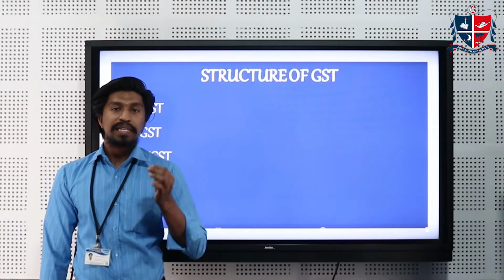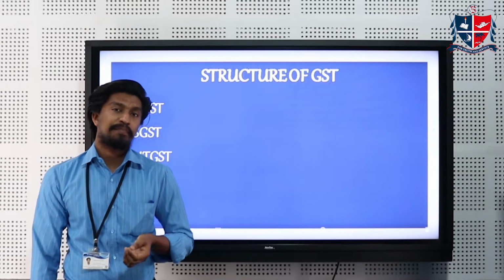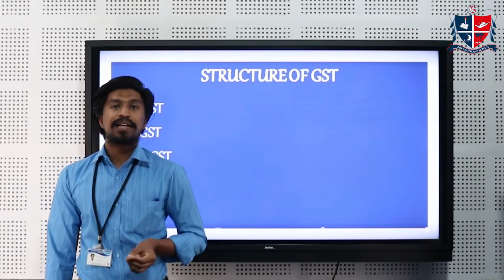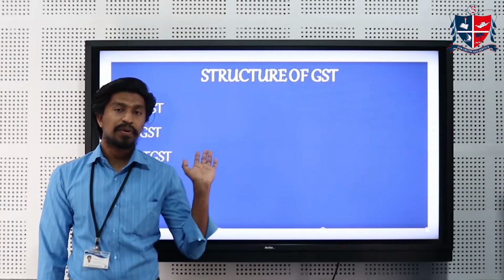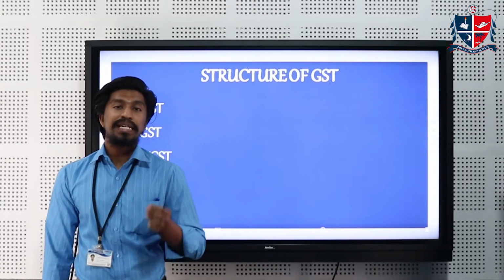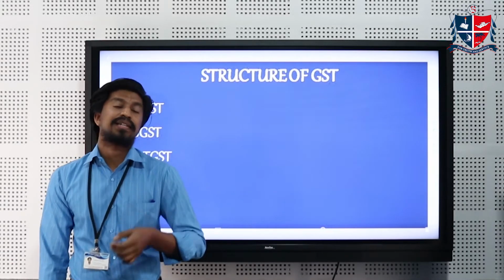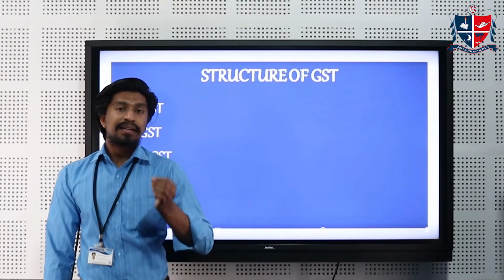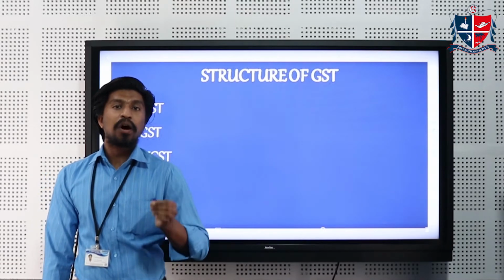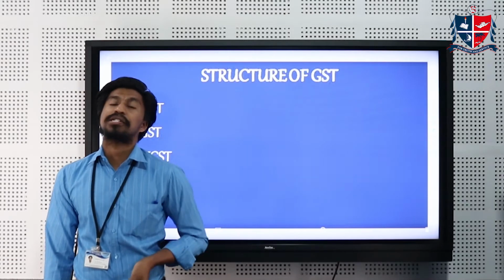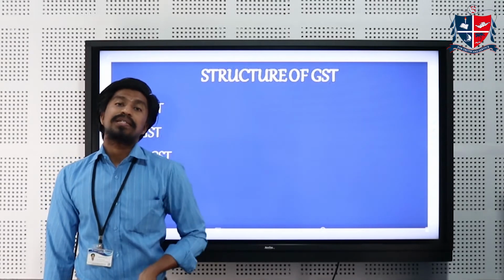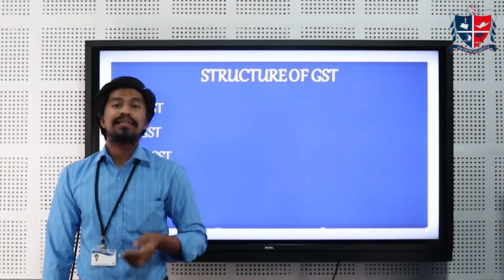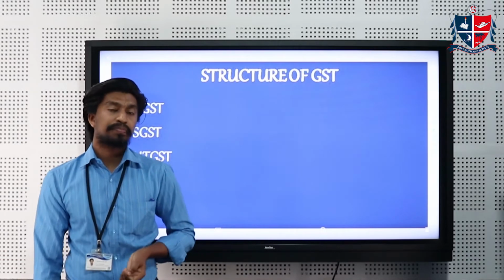SGST stands for State Goods and Services Tax. UTGST stands for Union Territory Goods and Services Tax. And of course, IGST stands for Integrated Goods and Services Tax. So whenever an economy witnesses a business transaction, these four elements or these four core areas come under that particular transaction.